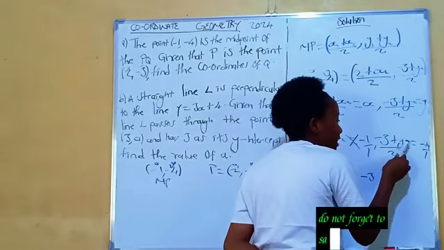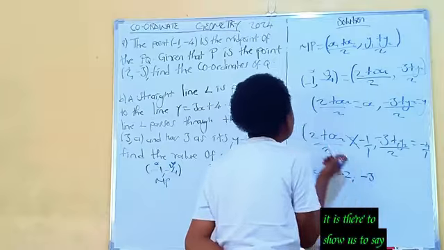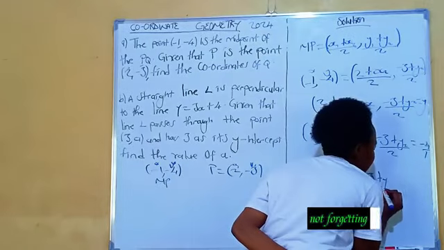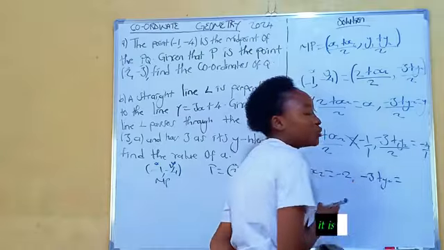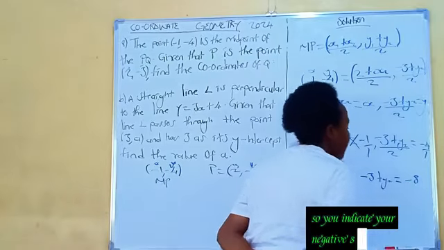Do not forget this is actually not a power. It is there to show us that this is y2, which is on coordinate Q. So you indicate plus y2 is equal to 2 times -4, which is going to be -8. So you indicate your -8 here.